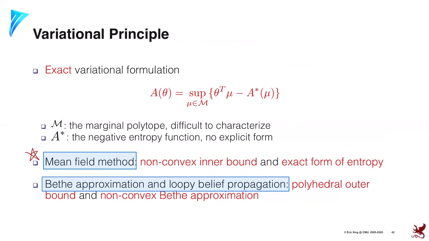The mean field approximation method is a non-convex inner bound for the exact form of entropy, and the Bethe approximation and loopy belief propagation is actually a polyhedral outer bound. So in the following, we will just focus on this mean field approximation.